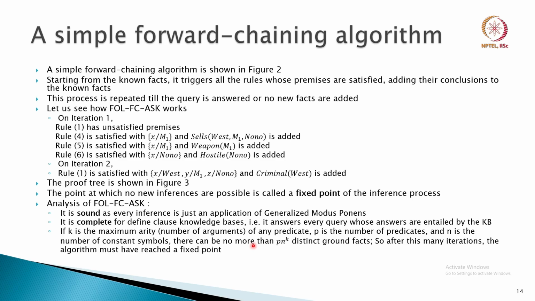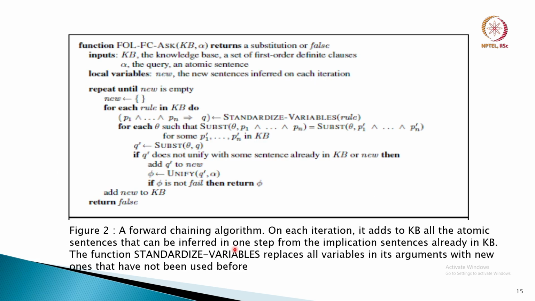So then you say when everything that can be inferred has been inferred and no new inferences are possible, this is what is known as your fixed point. So the fixed point can be reached at that point. So you can say the algorithm would have reached a fixed point and you can stop the algorithm at that point in time.